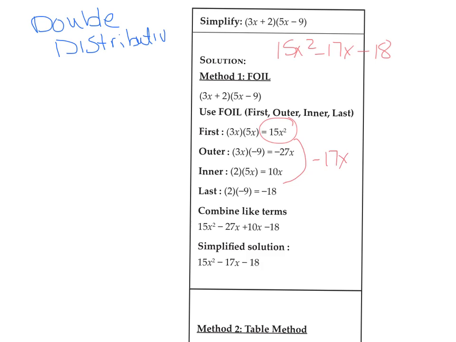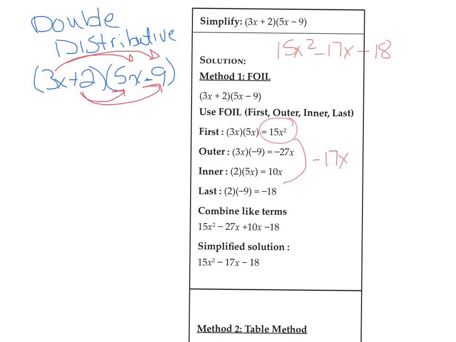distributive, because what you're going to do, and I'm going to write this example over here again, 3x plus 2 times 5x minus 9, is you're just going to use distributive property. You're going to distribute the 3x to the 2 terms in this binomial behind it, and then you're going to distribute the 2 to that same binomial. So it's double distributive because you're distributing 2 different terms from the front binomial to the back binomial. It turns out to be the exact same thing. I just like this term better than FOIL, but if you know it as FOIL, it works. You can use the acronym FOIL. I'm going to call this double distributive.